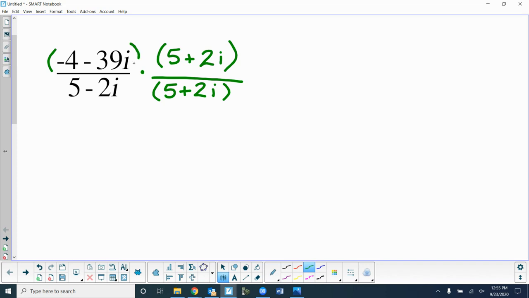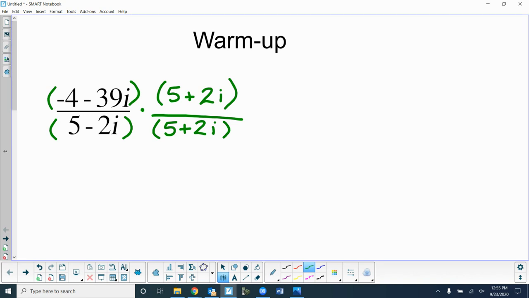Okay, and again, the reason we're doing that, we talked about this yesterday. i is equal to the square root of -1. So this i is like a radical down there, right? We're not supposed to have radicals in the denominator. So that's why we're doing it. Remember that i squared equals -1.